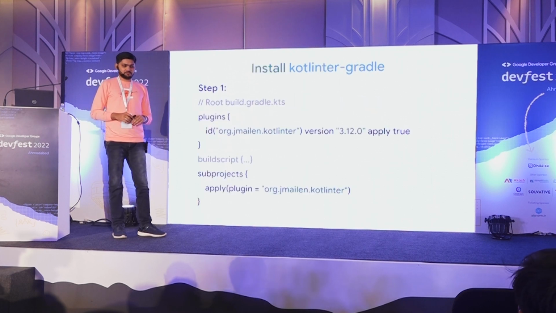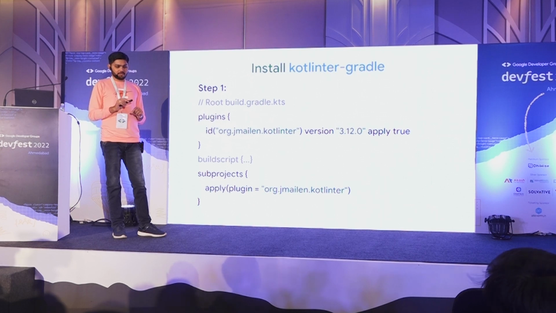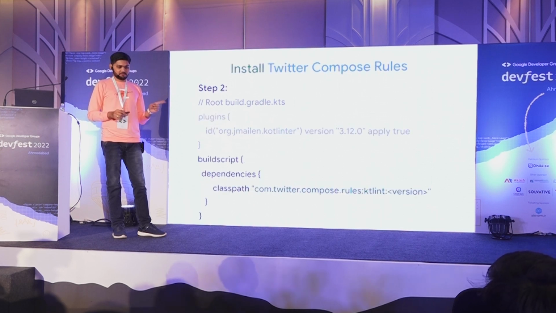Okay, so it is the first step. In the build.gradle, we have to add the Kotlin Gradle dependency first. And if you have multiple modules in your project, in that case, we have to use the subproject module, right? And then the second step, the Twitter Compose rule.